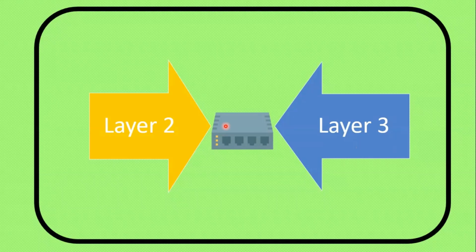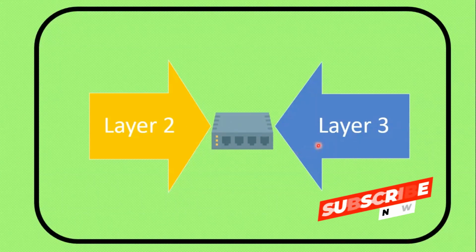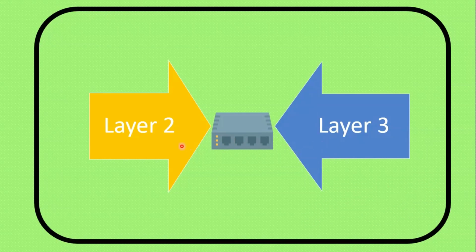If you ask about the difference between layer 2 and layer 3 switch, the layer 2 switch can only switch the data traffic between two devices on the same network. But the L3 switch can route the data packets between different networks as well as perform the switching within a single network.